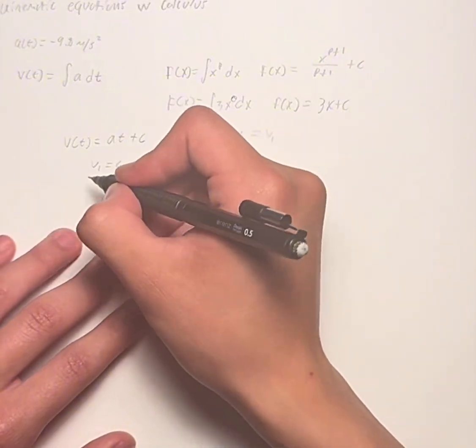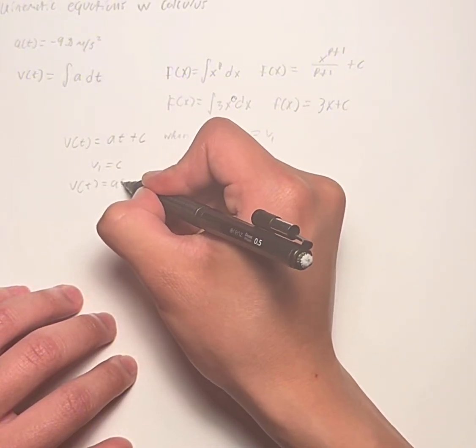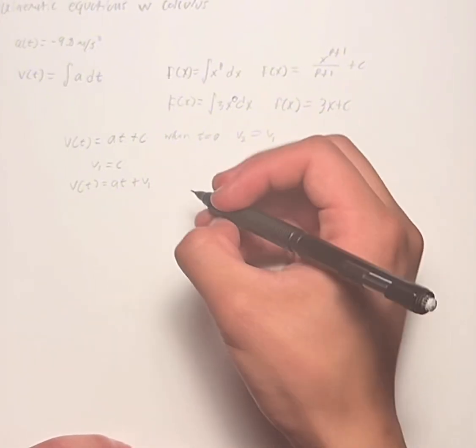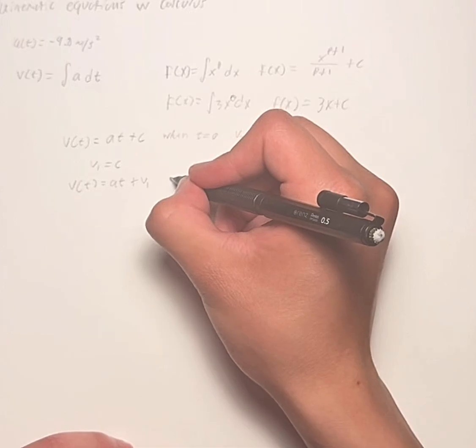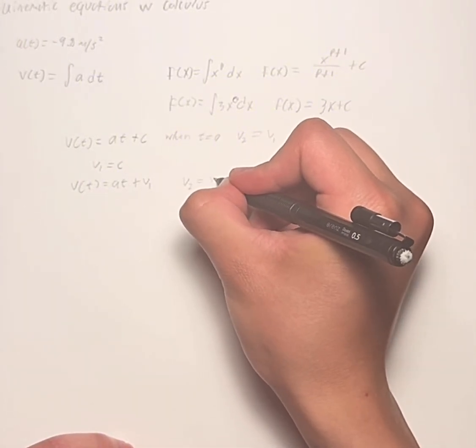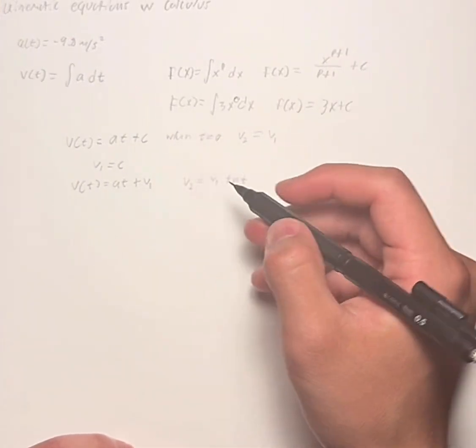So now we can write this again. We can say v of t is equal to at plus v1. And this might seem familiar to some people who've already seen some similar kinematic equations. If I rewrite it like that, so that's kind of a little derivation of it.